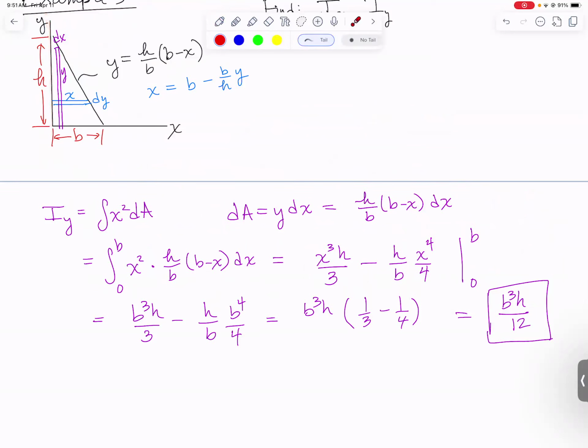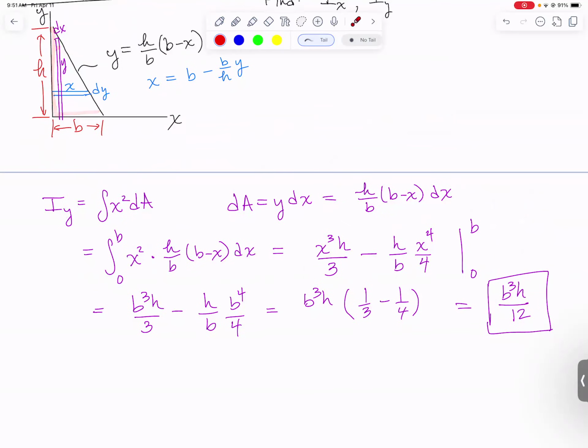You'll notice that the b is cubed and the h is not. If you start seeing a lot of these moments of inertia, with b and h as the two dimensions, you're going to see that one of them is cubed and the other one is not. The cubed one is always the direction that's perpendicular to your axis. Always perpendicular to your axis, because remember, we're squaring how far away things are from that axis. So the cubed one is going to be perpendicular to your axis.